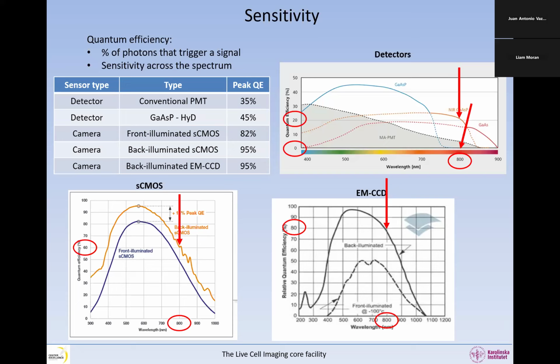So everything is a plus and a minus, but this is the way we look at the quantum efficiency, the efficiency of detection of photons, and that differs across the spectrum. So you will have to find the quantum efficiency curve of your detectors.